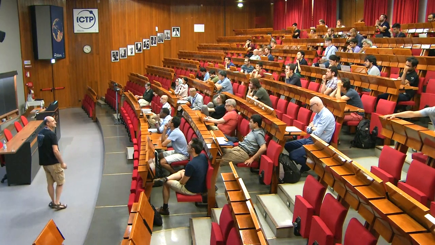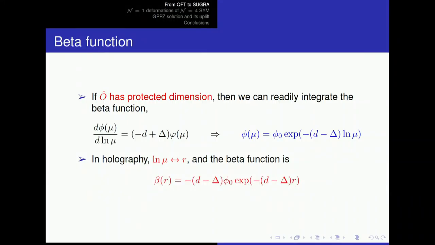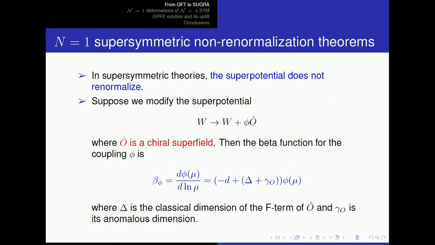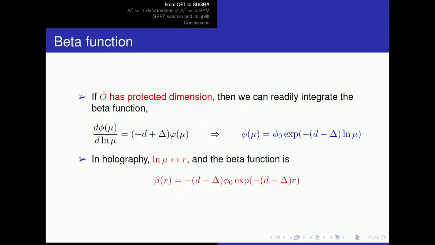Now suppose, in addition, that this operator actually has protected dimension. Then this part goes away, that's zero, and now this equation can be readily integrated, and this is the solution. Again, associating the radius with the renormalization group scale, we see that this is the beta function. So here's an example where we actually know the beta function exactly.